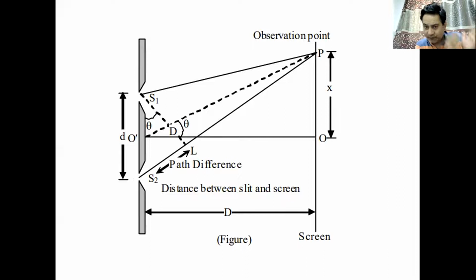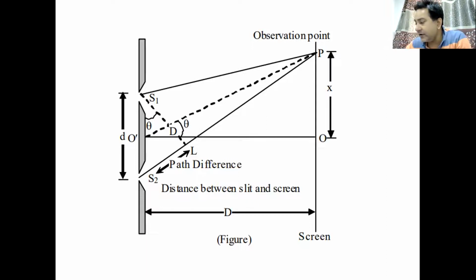So we have left the left hand side of that diagram when there was a single source. We have left that part. From two sources we have started, and then we have put a screen, and on this screen we are going to see interference pattern. Do we understand this?